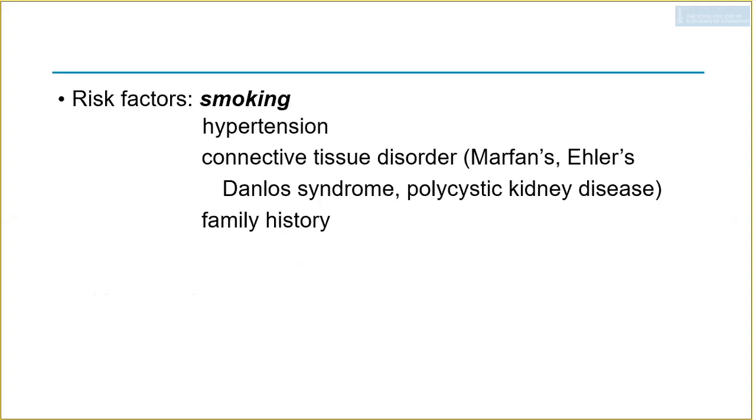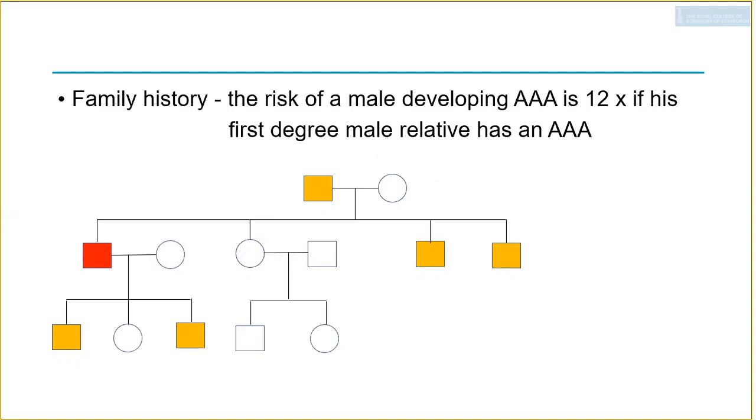The risk factors, as in all arterial disease: smoking is the strongest risk factor, followed by conditions such as hypertension, connective tissue disorders such as Marfan's and Loeys-Dietz, polycystic kidney disease, and also family history. If a male first-degree relative has an abdominal aortic aneurysm, the other first-degree relatives have a 12 times chance of developing an abdominal aortic aneurysm as well.